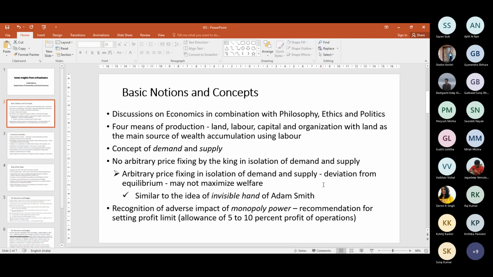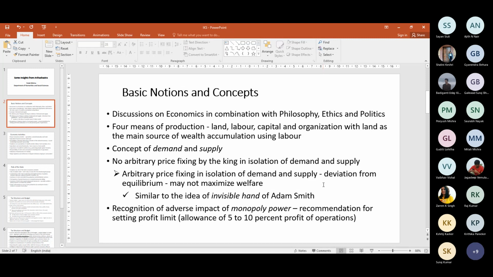Now, what happens? In Arthashastra, it is pointed out that the prices shouldn't be fixed arbitrarily by the state or by the king in isolation of demand and supply. Because arbitrary price fixing in isolation of demand and supply may result in deviation from the equilibrium. And in the process, welfare may not be maximized. So when price is fixed arbitrarily in isolation of demand and supply, there is a possibility that there would be deviation from equilibrium, and in the process, welfare will not be maximized.